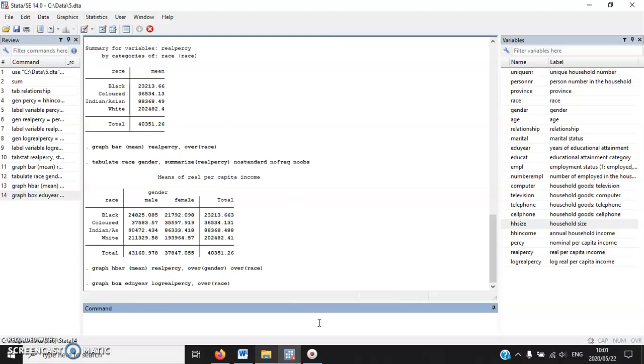Box plot is more time consuming. Okay, so we need to be a bit patient. You see, Stata is busy making progress to generate a chart. Okay, still in progress. I'm not sleeping. I'm waiting for the graph to be generated.